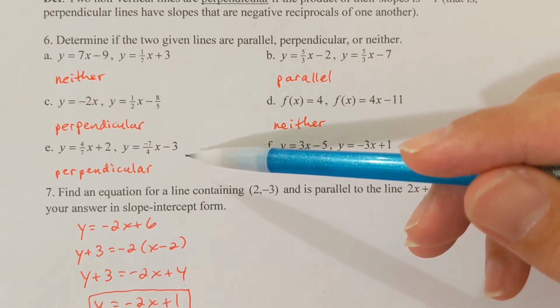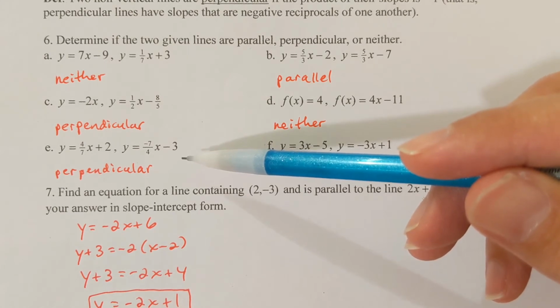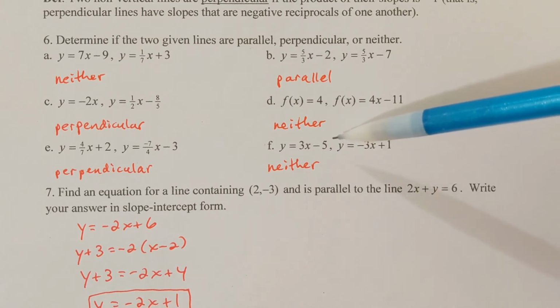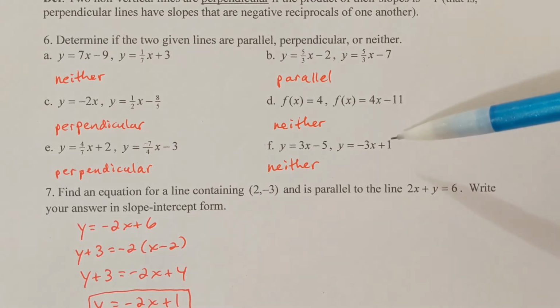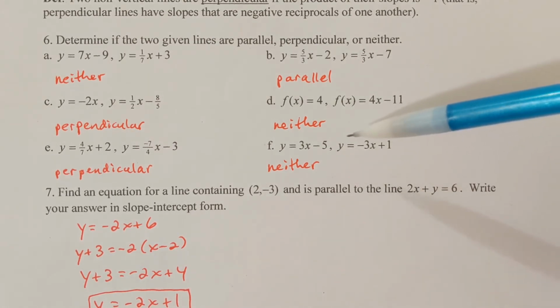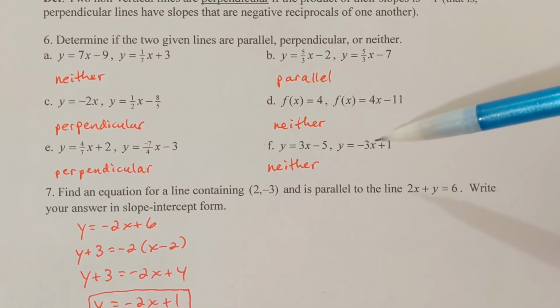Those are neither, because the lines have slopes that are negatives of each other, not negative reciprocals. And part F, y is equal to 3x minus 5 and y equals negative 3x plus 1. Those are neither, since the slopes are negatives of each other, not negative reciprocals of each other.